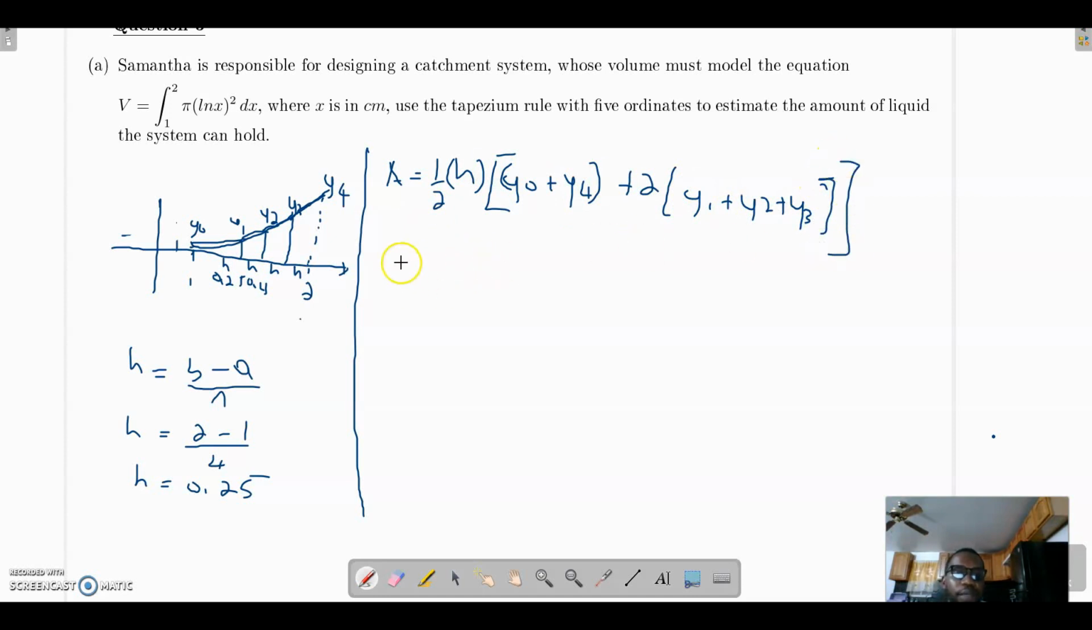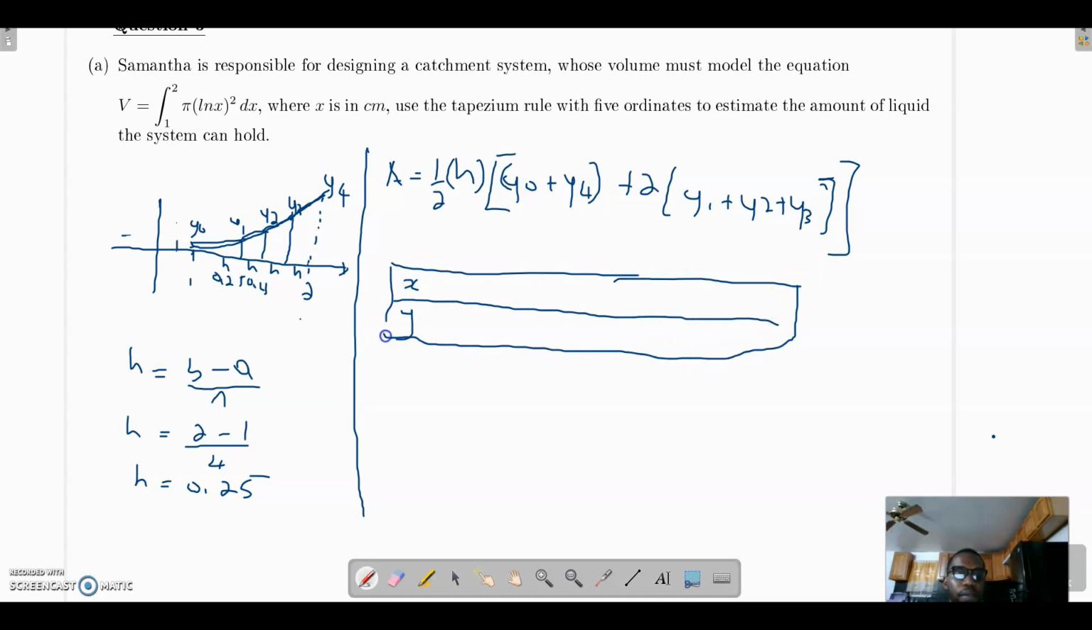We simply just need to draw a table for this. So you're going to have your x values, your y values. Now, of course, my first x value is always going to be the lower boundary, which is 1. And we keep adding the h as we go along. So we have 1 plus 0.25, 1.25. Add 0.25 to that, we have 1.5. Add 0.25, we have 1.75. And add 0.25, we have 2. So let's count 1, 2, 3, 4, 5 ordinates.